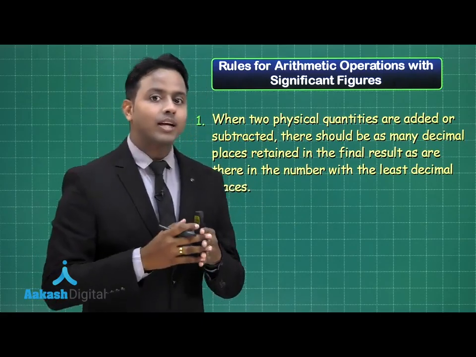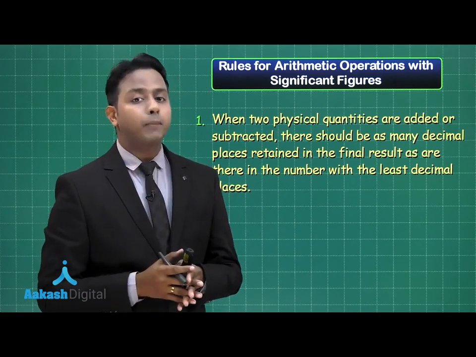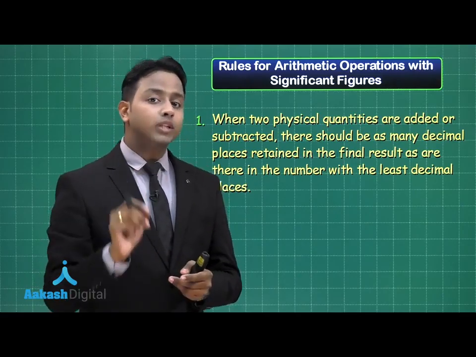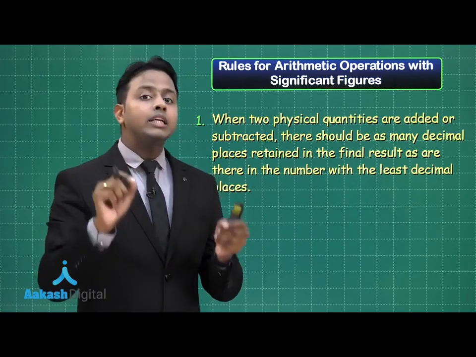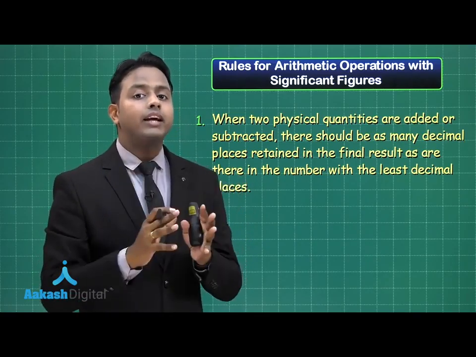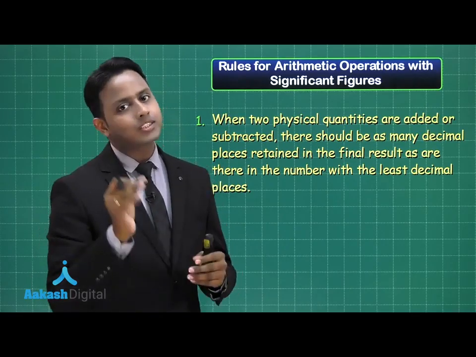So whenever you are adding or subtracting 2 different numbers, the number of decimal places in which the answer should be written should be the least of the numbers which are being added or subtracted in that particular question. So let's try to understand that with a simple example.